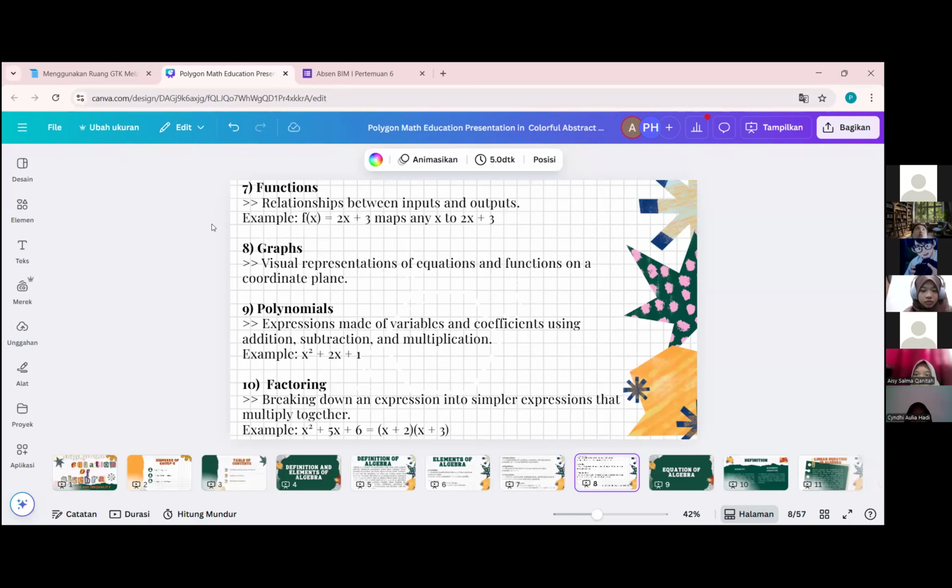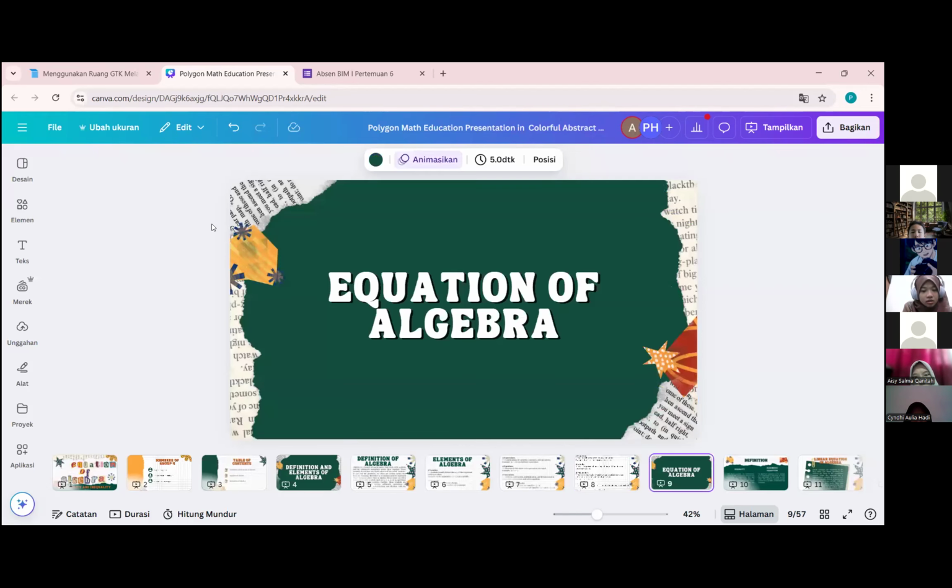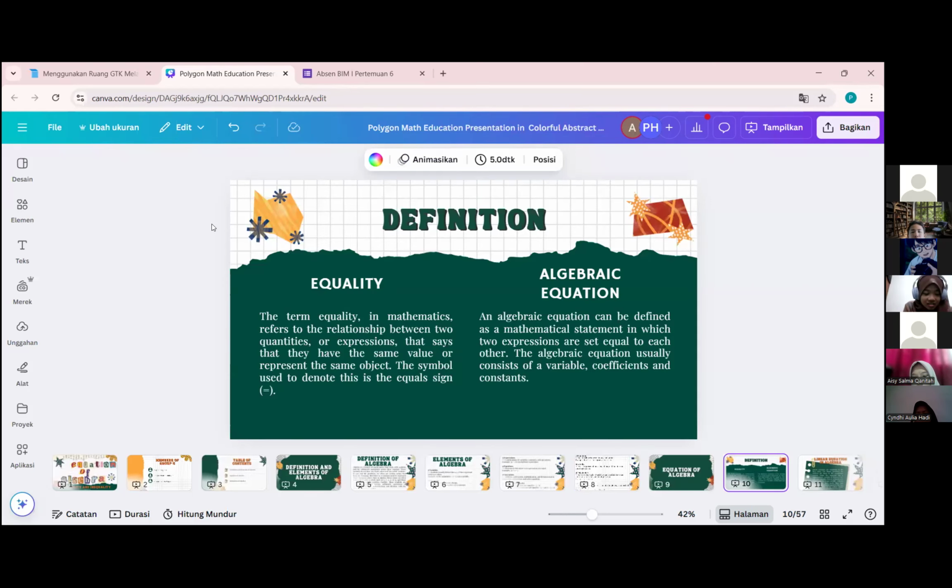Kemudian lanjut di slide ke-10. Nah, ini kita ketemu equality lagi. Maksudnya apa nih? Mau membahas kesamaan atau persamaan? Harus tahu dulu karena di sini ada definisinya. Ceritanya awalnya mau bahas apa?